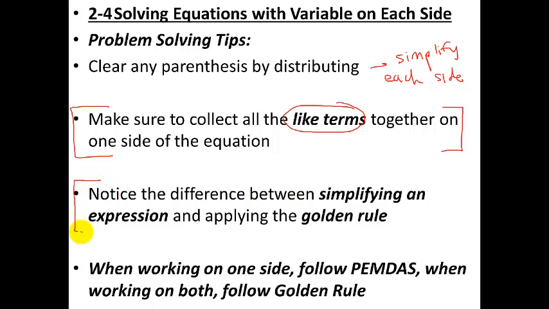Just a key reminder, notice the difference between simplifying an expression and applying the golden rule. When you're simplifying an expression, you're following PEMDAS. So when working on one side of the equation, follow PEMDAS. It's just an expression when you're only looking at one side. On the other hand, once you've got both sides fully simplified, you're applying the golden rule, which means you're doing the same thing to both sides simultaneously. That'll be an underlying theme: always keep track. Am I simplifying an expression or am I solving an equation?